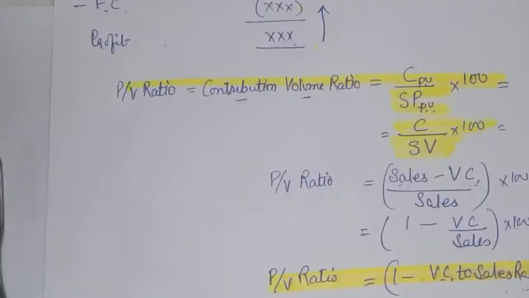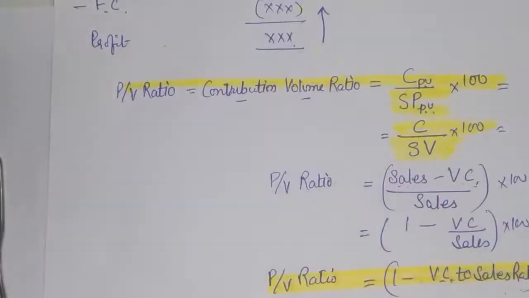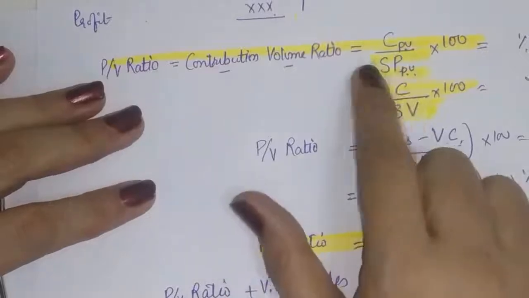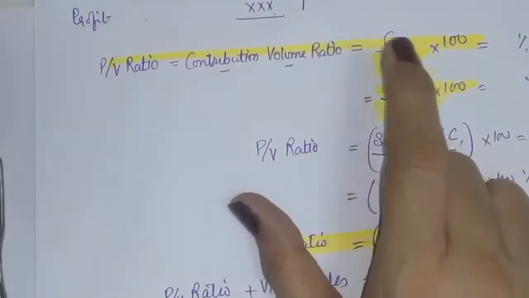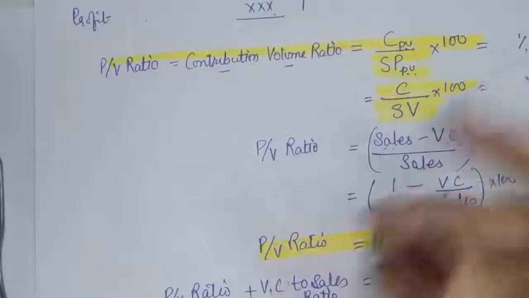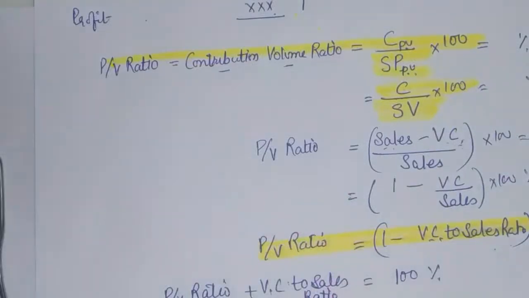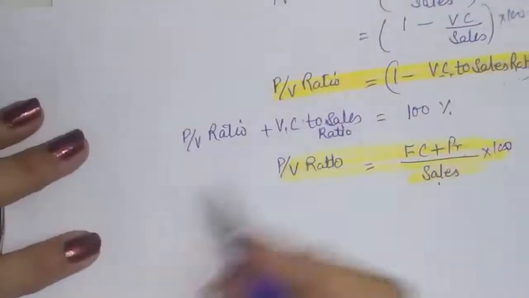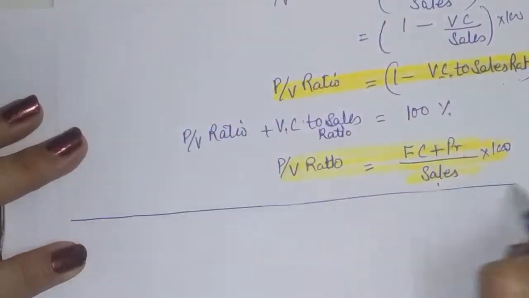So in your books you will find different ways to determine PV ratio. These are all the formulae and this is the explanation. All these formulas are derived from one simple thing, that is contribution upon sales into 100. It is how we calculate contribution that gives us different formulae to determine this. Now this is about individual products.